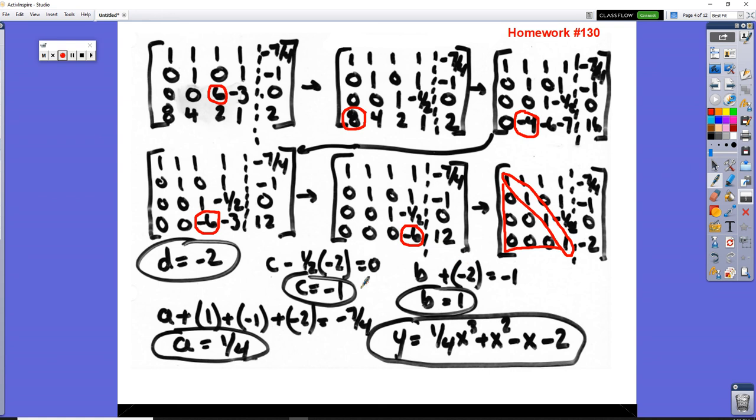Putting the letters back into the row above it is going to help you figure out the answer for C is -1. Putting the letters back into the row above it is going to help you figure out the answer for B is 1. And putting the letters back into the row above it and substituting all those numbers in is going to help you figure out the answer for A is 1/4.